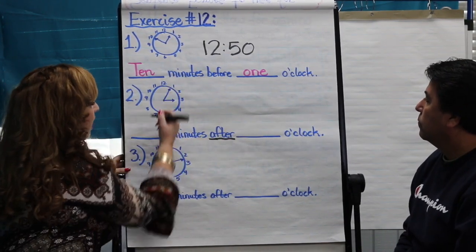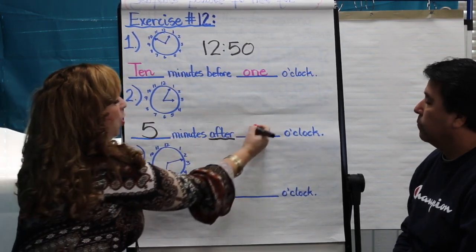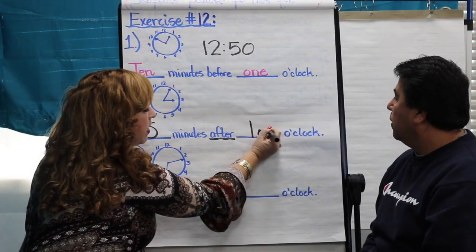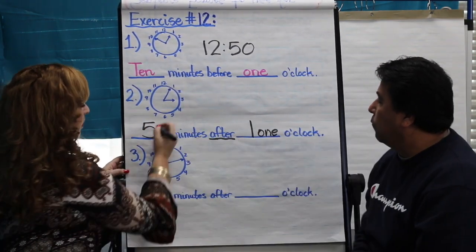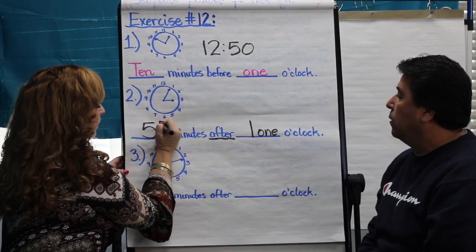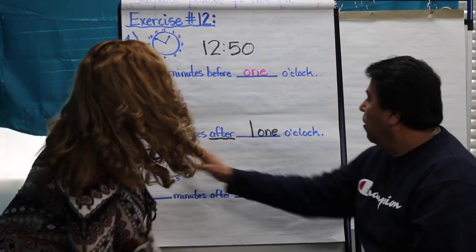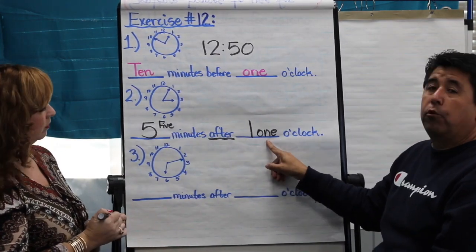So here we have, let's say, 5 minutes after 1 o'clock. Or we could use the number word, 1. Yeah, I was going to say write 5. So either one. You can put 5 or 1 or the word 5 or the word 1.